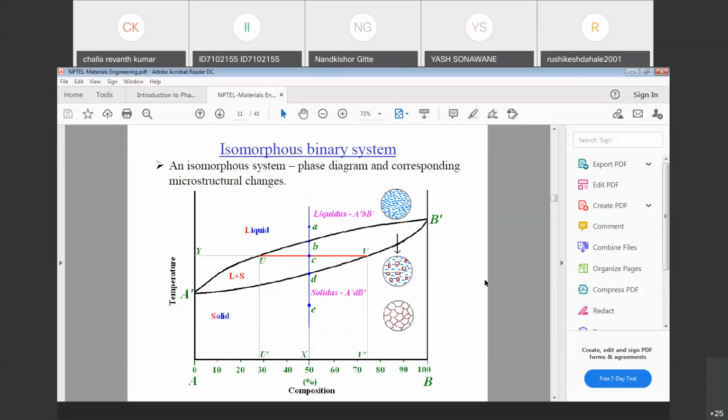So we have seen the isomorphous binary system. Now, if in your exam we ask you what is an isomorphous binary system, then you should write down the definition, and also with this diagram you can show how an isomorphous phase diagram will look. At that time you can indicate these microstructural changes, then it will be great to see.